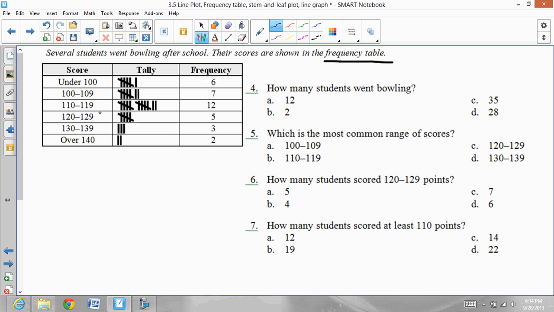Now the way that you're going to read it is, under 100 score, 6 students went bowling. So 6 students got a score of under 100, and 7 students got a score between 100 and 109. 12 students got a score between 110 and 119. 5 students got a score between 120 and 129. 3 students got a score between 130 and 139. And 2 students got a score over 140.